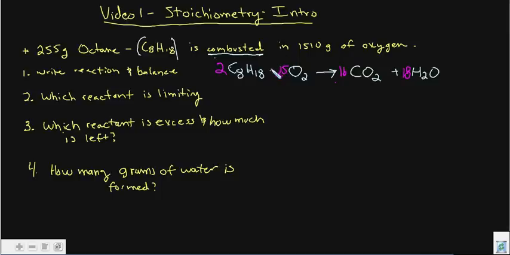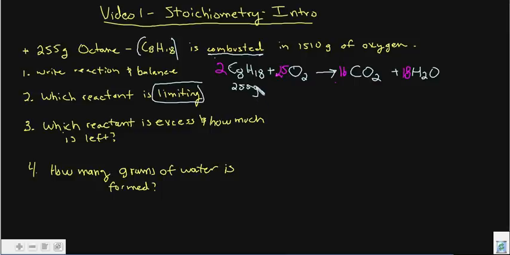And so do make sure you spend the time to get that correct. The next question asks us, what is the limiting reactant? The idea of a limiting reactant is that it runs out before the other one. So we have a certain mass of octane that we put in, 255 grams of octane, and we also have a certain mass of oxygen, 1,510 grams of oxygen.